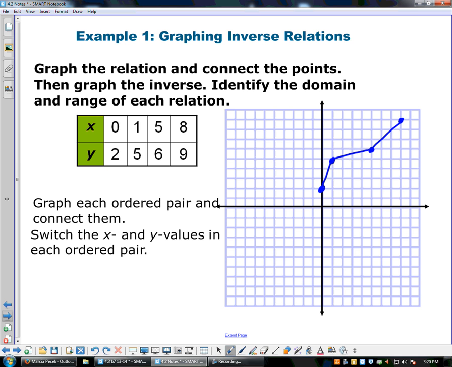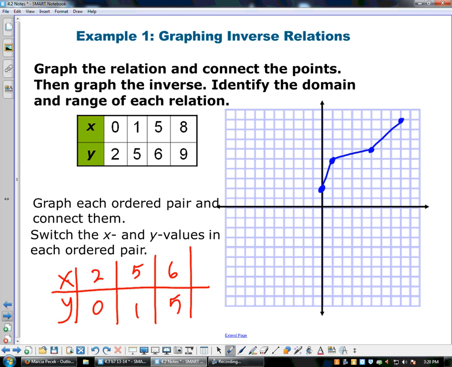Okay, now we are going to switch the x's and y's. So if we switch the x, y pairs here, instead of (0, 2), we'll have (2, 0). Instead of (1, 5) and (5, 6), we'll have (5, 1) and (6, 5), and (9, 8).